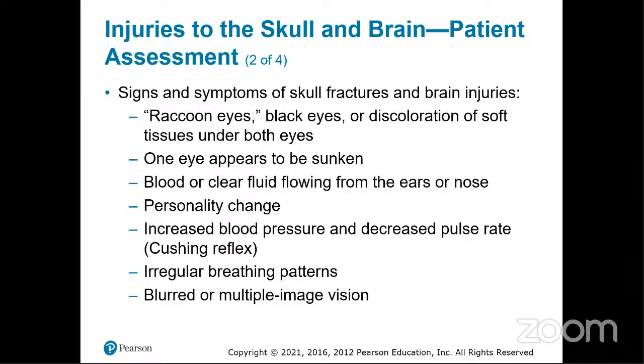I wish they had showed it in the slides, but the haloing effect. So you take a piece of gauze and you tap it to wherever that clear fluid is, whether it's in the ears or the nose, and then just let it lay flat. It'll create a circle around the liquid, or a halo. And if you see that halo on the gauze, it's a positive indication of cerebrospinal fluid. The increased blood pressure and pulse rate, or the Cushing's that we talked about already, irregular breathing patterns, and blurred or multiple image vision.